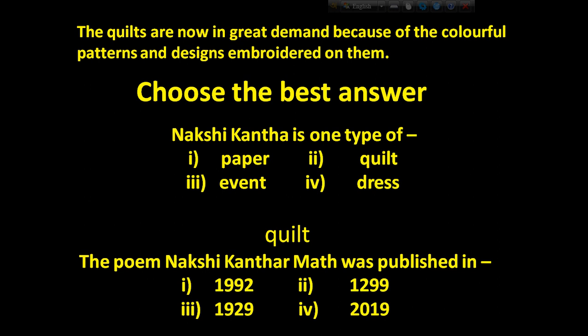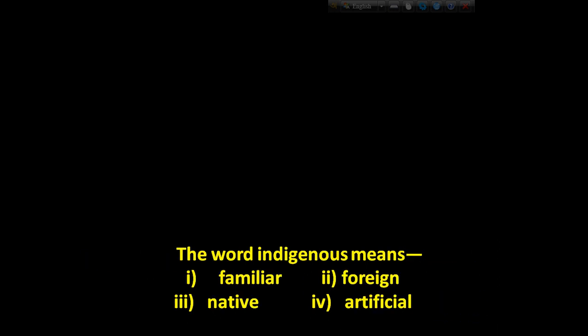Now, next question. The poem Nakshi Kantha Mat was published in 1992, 1219, 1929 or 2019. Can you guess what is the right answer? Yes, thank you very much. The right answer is 1929. Thank you very much. Go to the next.